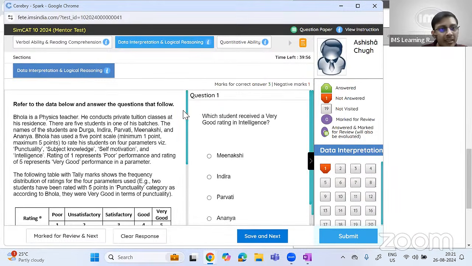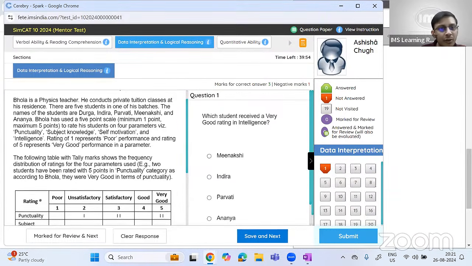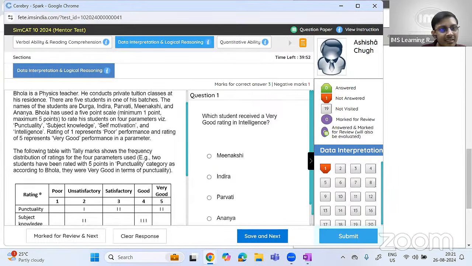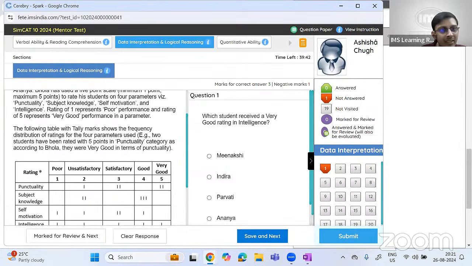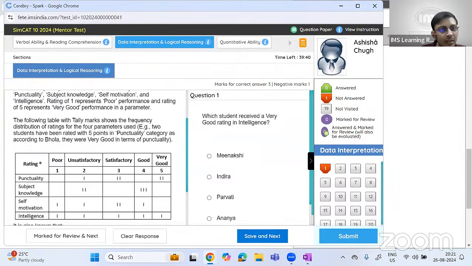First set: Bhola is a physics teacher who conducts private tuition classes at his residence. There are 5 students in one of his batches. Their names are given, with a 5-point scale, 1 to 5, on 4 parameters. Rating 1 is poor, rating 5 is very good.